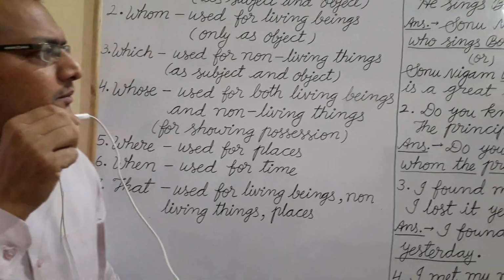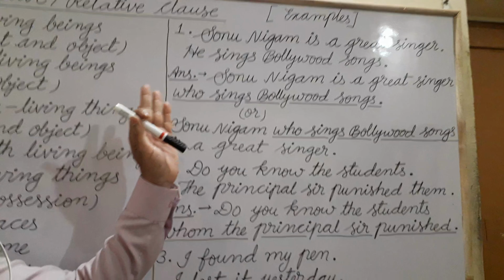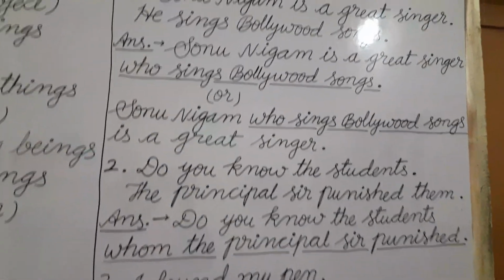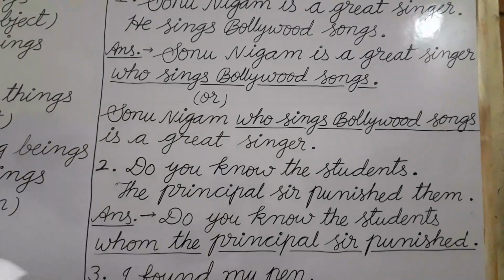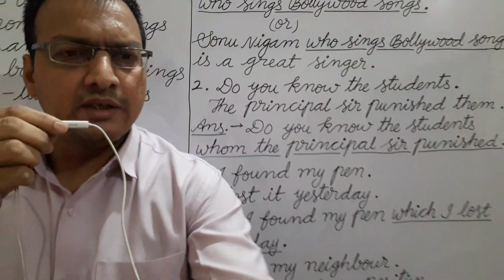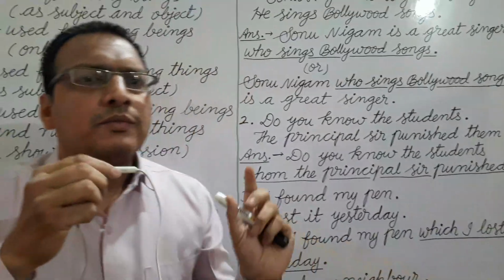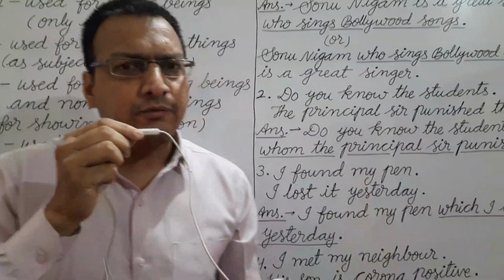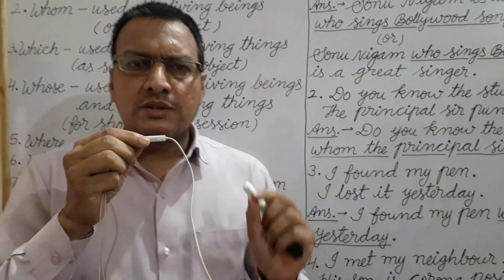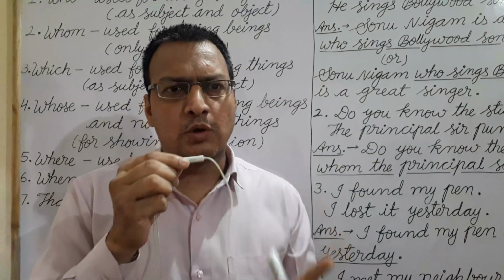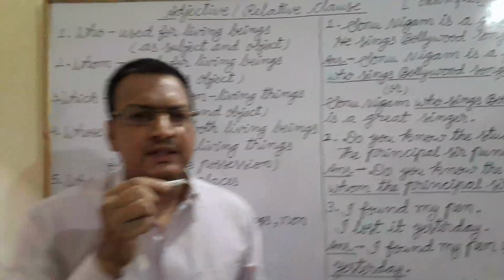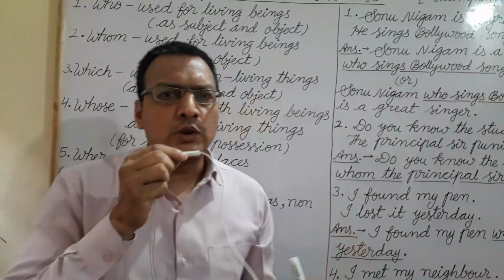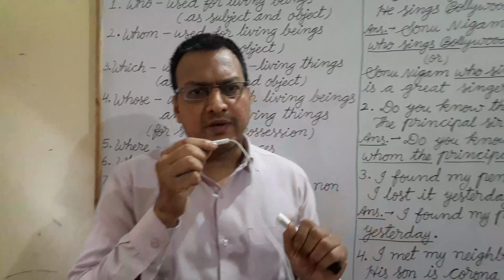So, let us come to the right side of the board where some examples are worked out. Please remember one thing, that an adjective clause is put just after the noun or the pronoun it qualifies. It means an adjective clause follows the noun or the pronoun it qualifies.